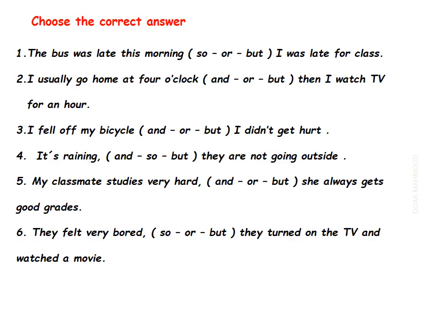Here we have an exercise. Let's choose the correct answer. Number 1, the bus was late this morning. So, I was late for class. Number 2, I usually go home at 4 o'clock, and then I watch TV. Okay?